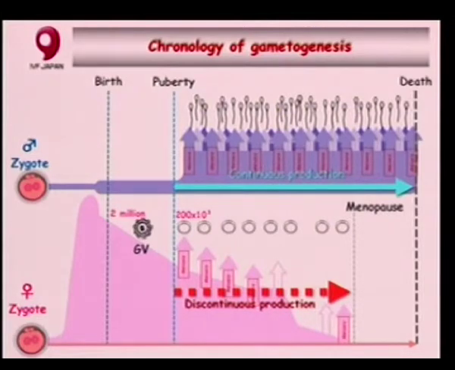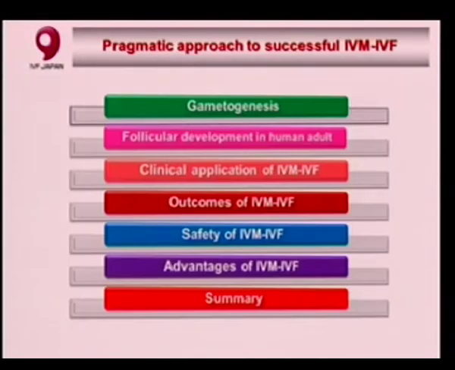And as you know, regarding the chronology of gametogenesis, for men we can make sperm from puberty almost till death. But for women, they have almost 2 million oocytes when they are born, but only 200,000 when they reach puberty. And continuously, every month, just one mature oocyte will be ovulated, until the menopause. So the time is very short and the number is also limited. That's why we need to do more IVM.